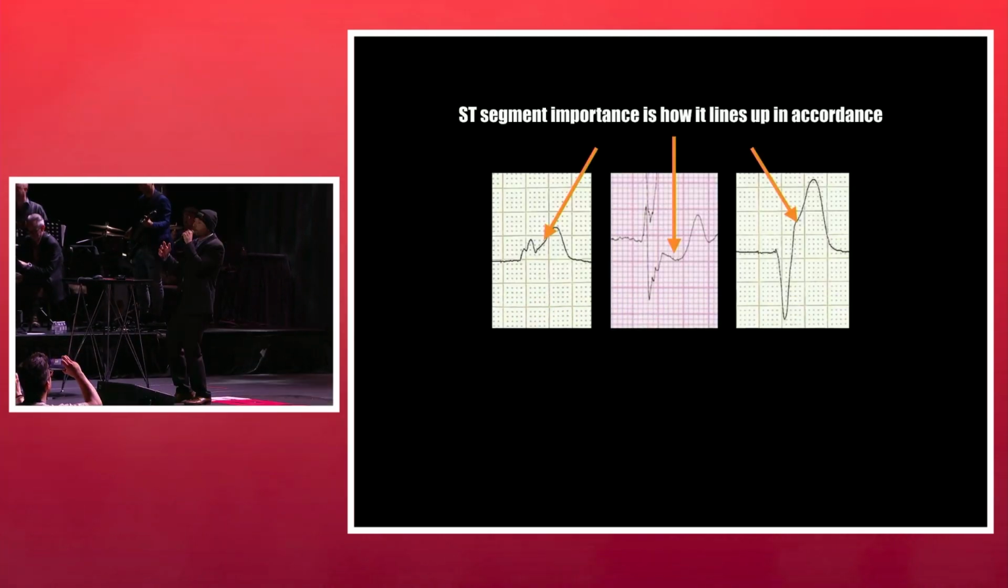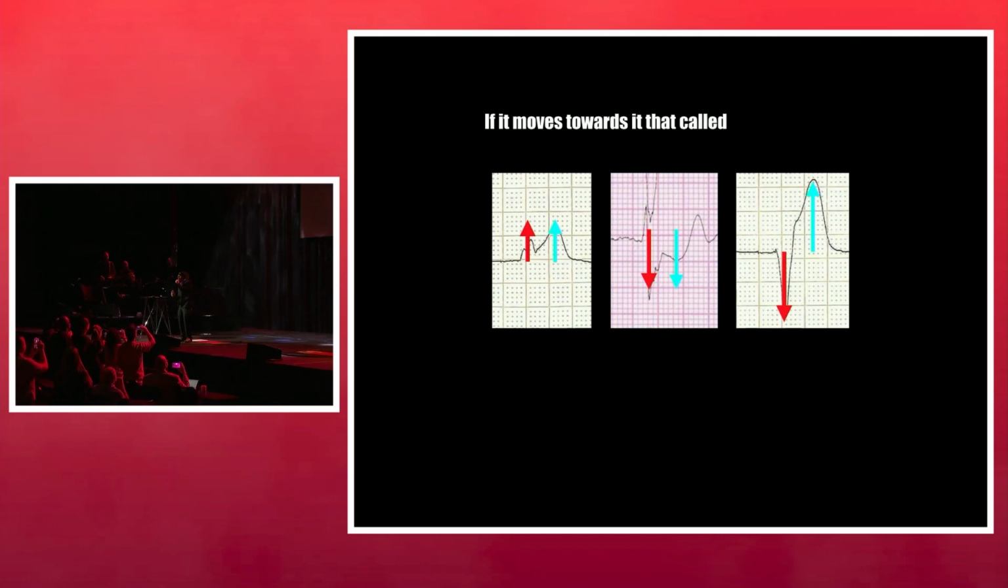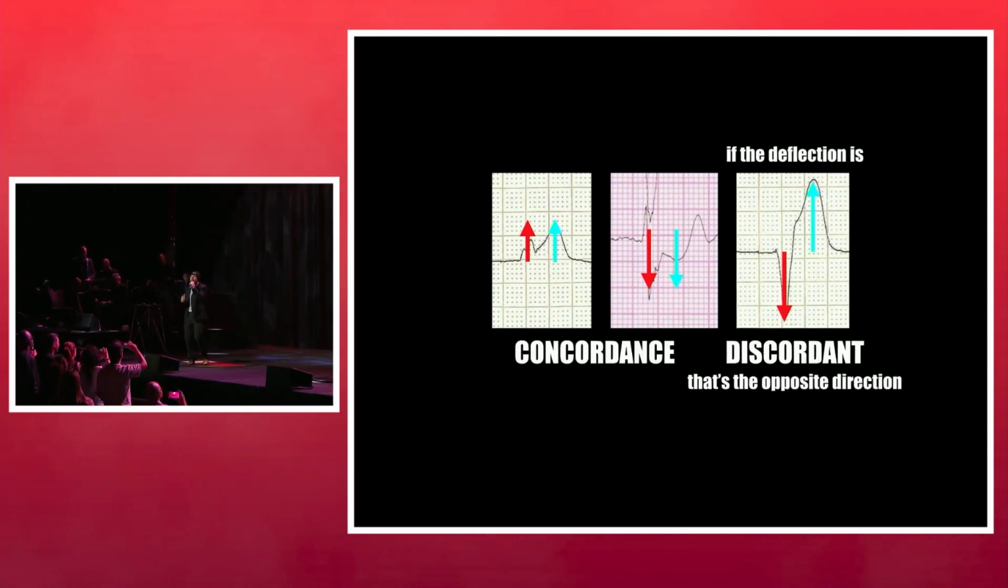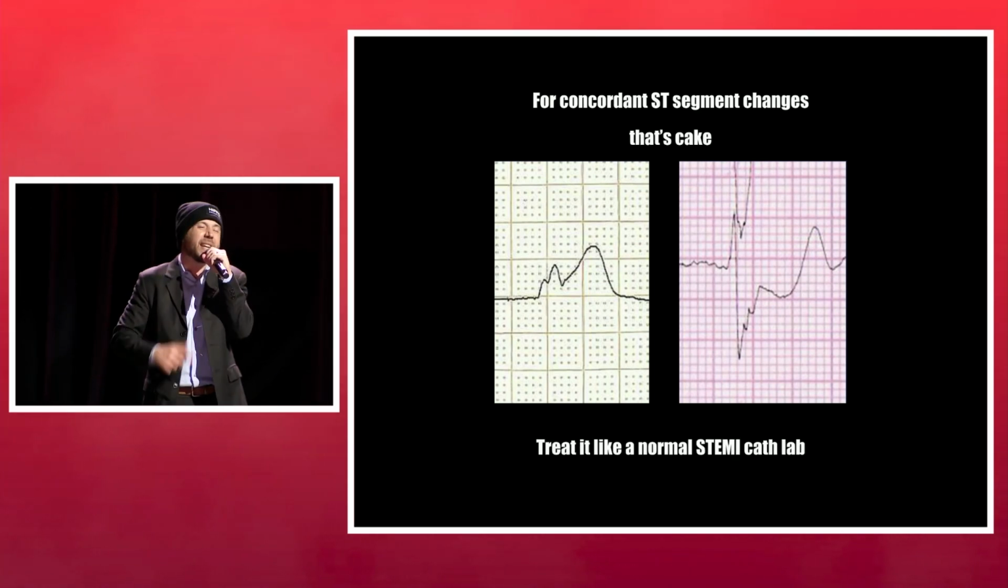See, the ST segment's importance is how it lines up in accordance with the QRS forces. If it moves towards it, that's called concordance. If the deflection's discordant, that's the opposite direction. For concordant ST segment changes, treat it like a normal STEMI, cath lab activate.